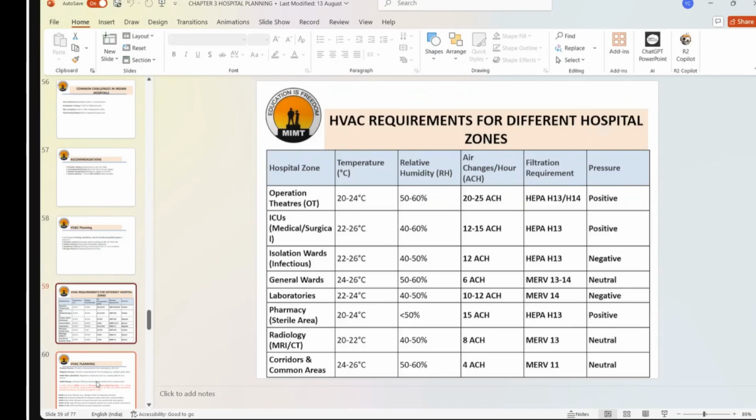And then we talk about the general ward, that is 24 to 26 degrees, with 50 to 60% relative humidity. Air change may be six air changes. And MERV is one word which I will explain in a later slide. That is 13 to 14, and the pressure may be neutral.